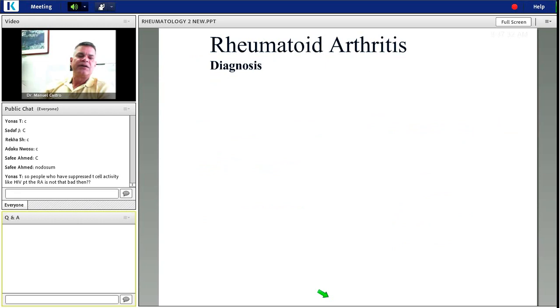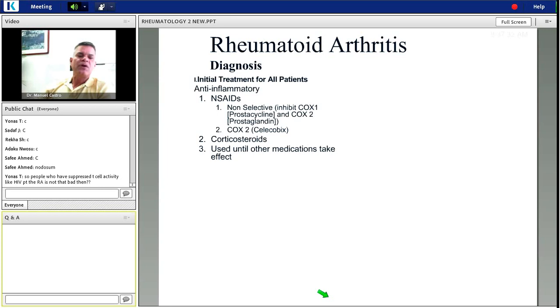So very good so far. Okay, Safi. So let's talk a little bit more. Yes, their rheumatoid arthritis tends to get better, Jonas, if you have low CD4. Yes.